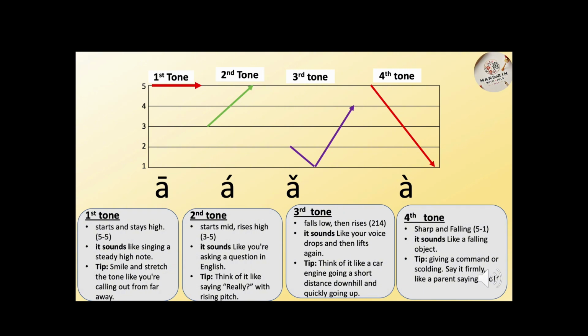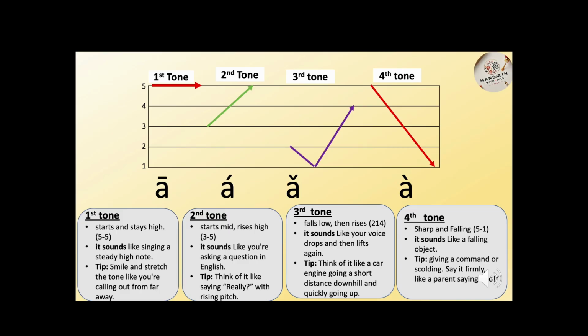Okay, and then the third tone falls and rises, and from the table you can see that the fall is very short because it falls from the second line to the first line and then rises from the first line to the fourth line. So remember, as you pronounce it, the fall is very short. "ǎ".